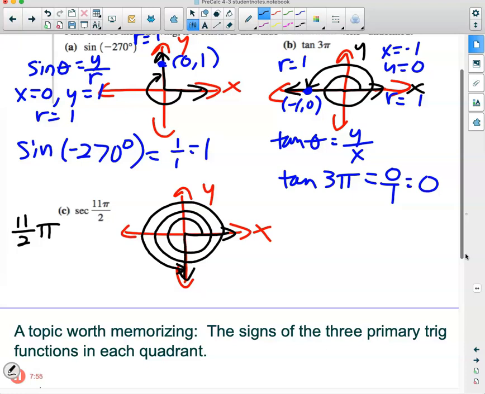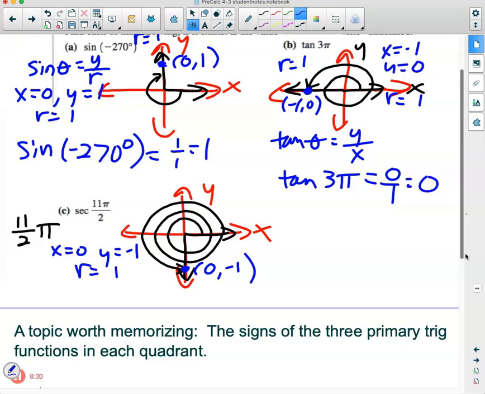Negative y-axis down there. What nice point should we pick? Yeah, sticking with that thinking of the unit circle. So that means my x is 0, y is negative 1, but if we constantly use the unit circle, r will always be 1.